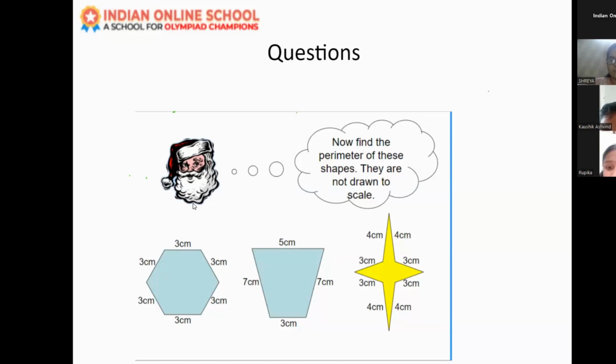Ma'am, which one? The quadrilateral by the side of the hexagon. The one on which my cursor is pointed. Can you see my screen, beta? Can you see my screen, Rupika? Yes, ma'am. What would be the perimeter of this? Did you follow how to calculate the perimeter? No, ma'am. No, okay.